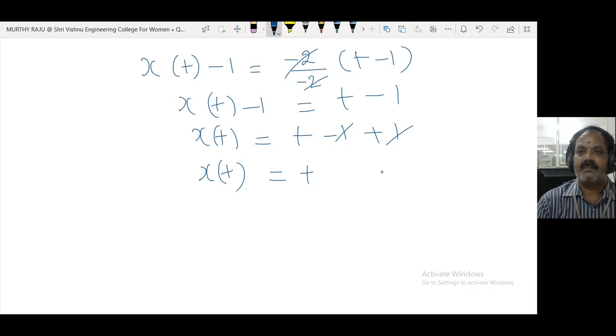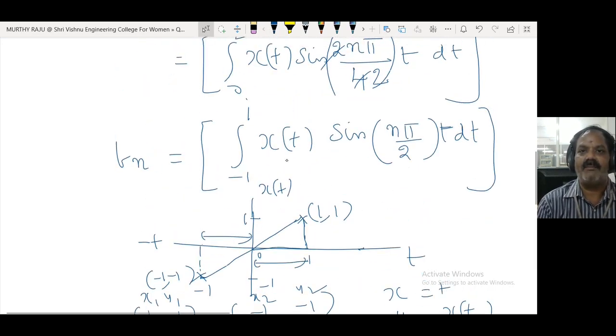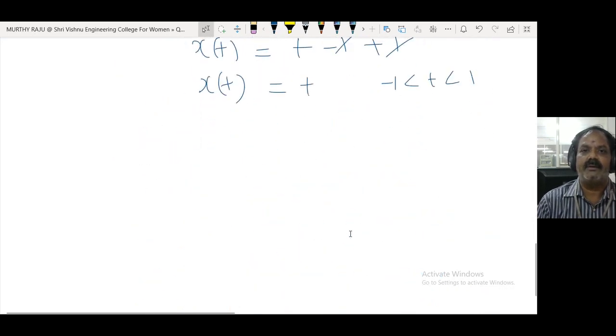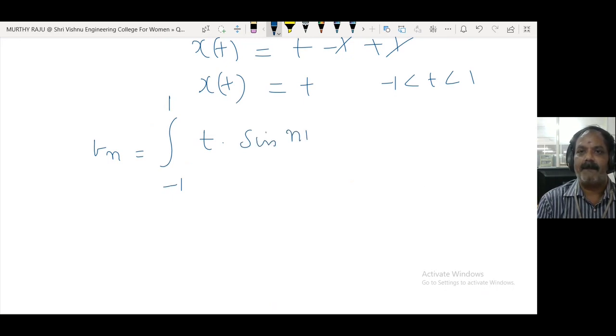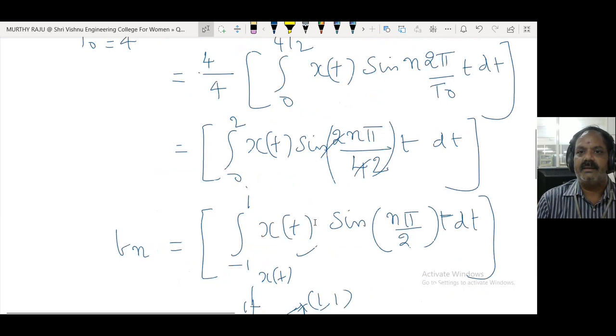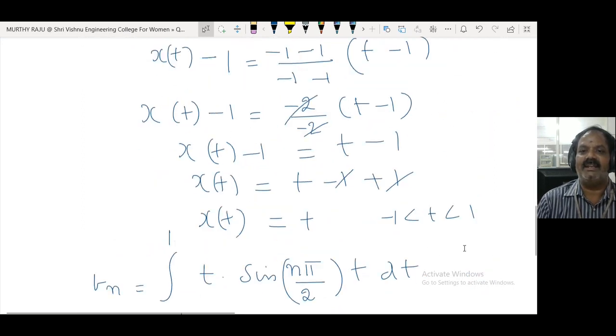In the interval -1 less than or equal to t less than or equal to 1, the value of x of t is t. Substitute this x of t value in the dn expression. Therefore, dn is equal to the integral from -1 to +1 of x of t, which is t, times sin(n pi by 2 t) dt.